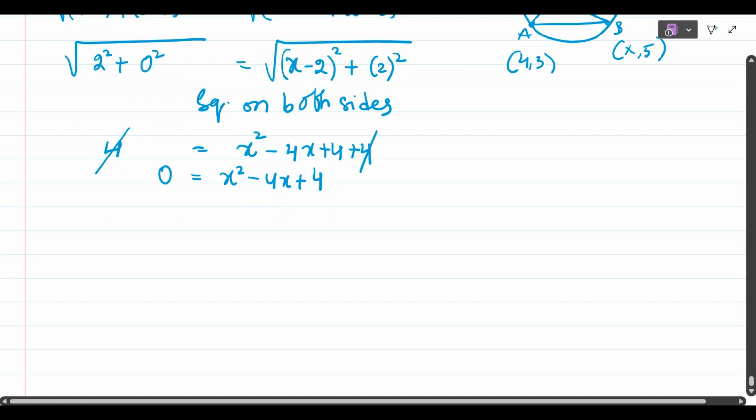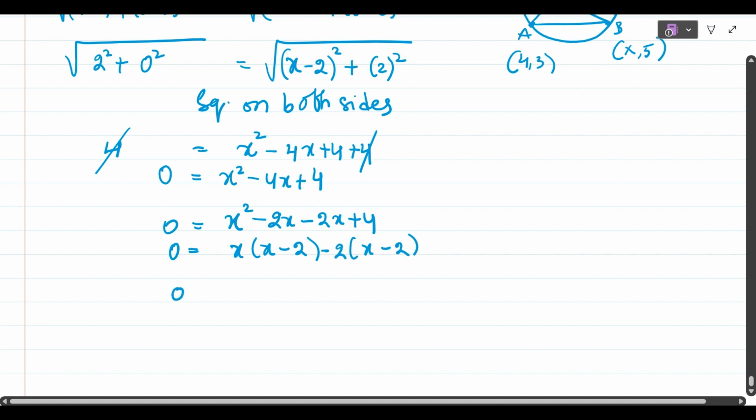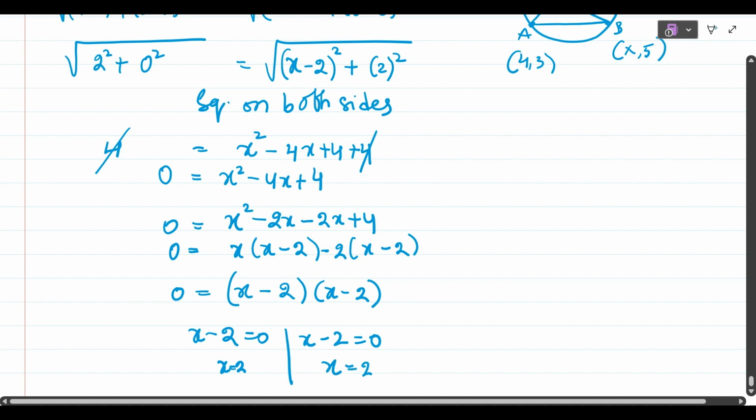Understood? So this becomes x square minus 2x, minus 2x plus 4. Okay, this will be 0. So 0 will be equal to x into x minus 2, and here also x minus 2 should be there, so minus 2 will be there. 0 will be equal to, the common factor is x minus 2 and x minus 2. So what are the values? Equal to 0. x minus 2 is equal to 0 and x minus 2 is equal to 0. Therefore, x is equal to 2 and x is equal to 2. So what is the value of x, students? It is 2. Understood?